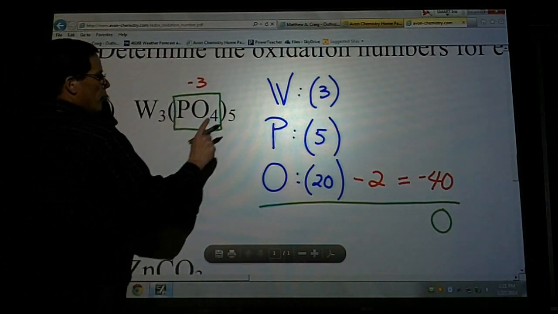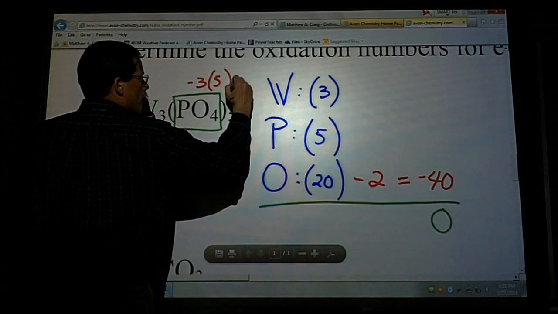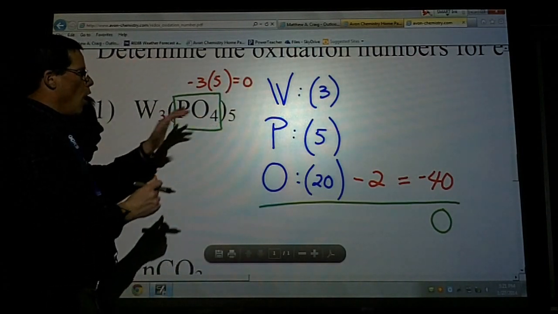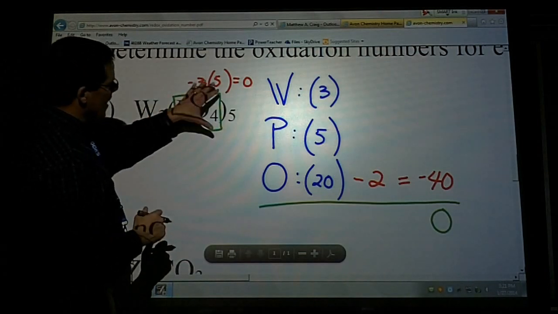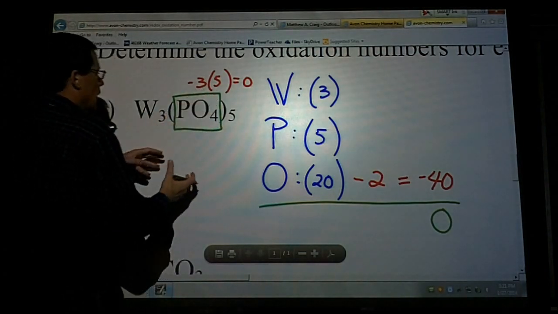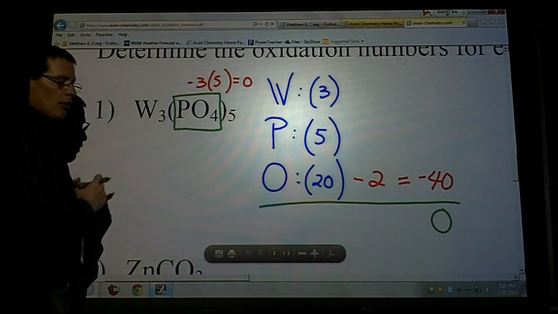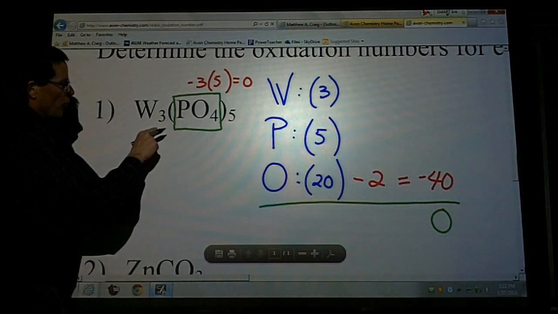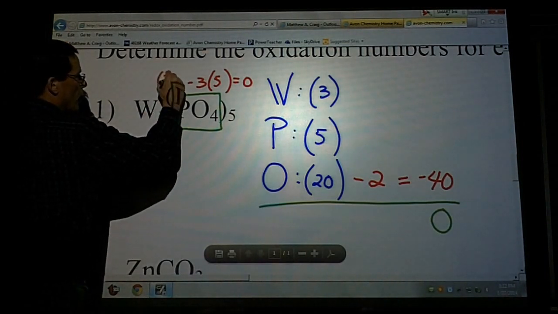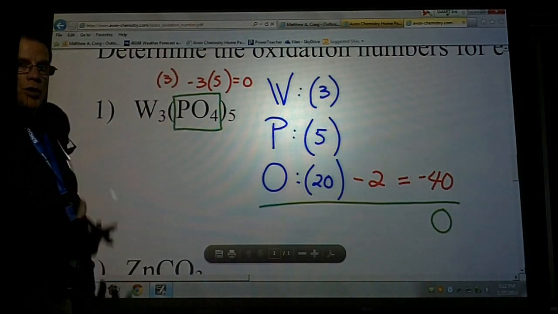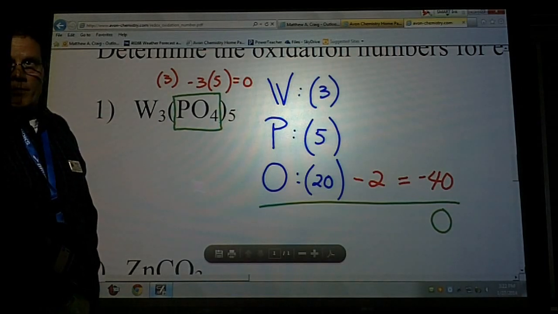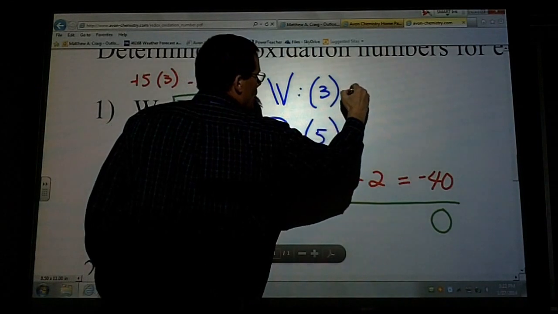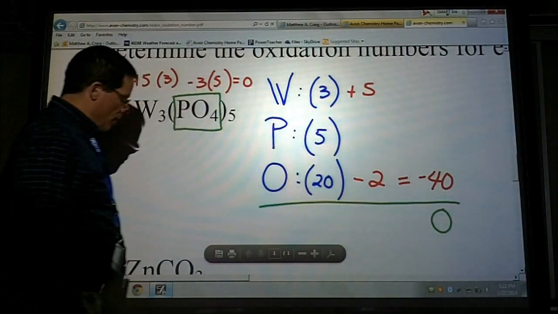So again, we have a -3, we have 5 of those, and again, this whole thing should equal 0. So all the nonmetals, all my phosphates, contribute a negative 15 charge. So that means all my metals, which in this case is tungsten, will have to exhibit a plus 15 charge. Well, if it has a plus 15 and I have 3 of these tungstens, what must the charge on each tungsten be? Correct, it has to be a plus 5 charge. So what that means is each tungsten has a plus 5 charge.